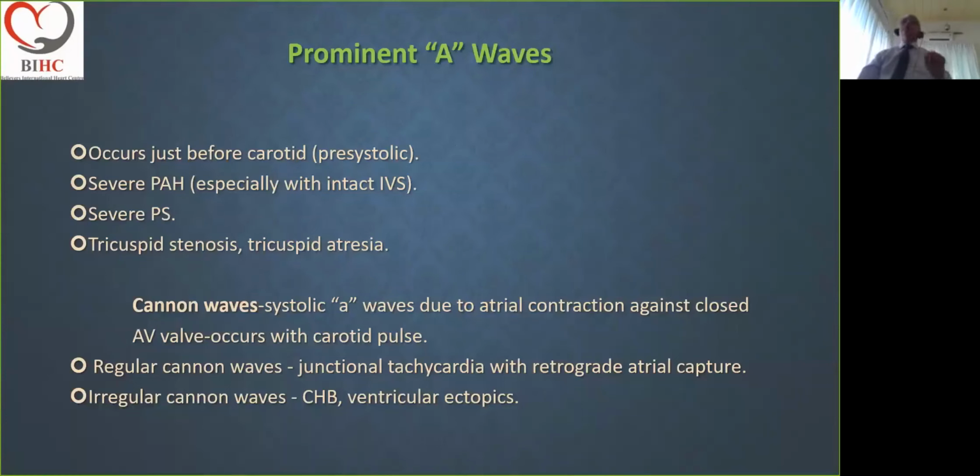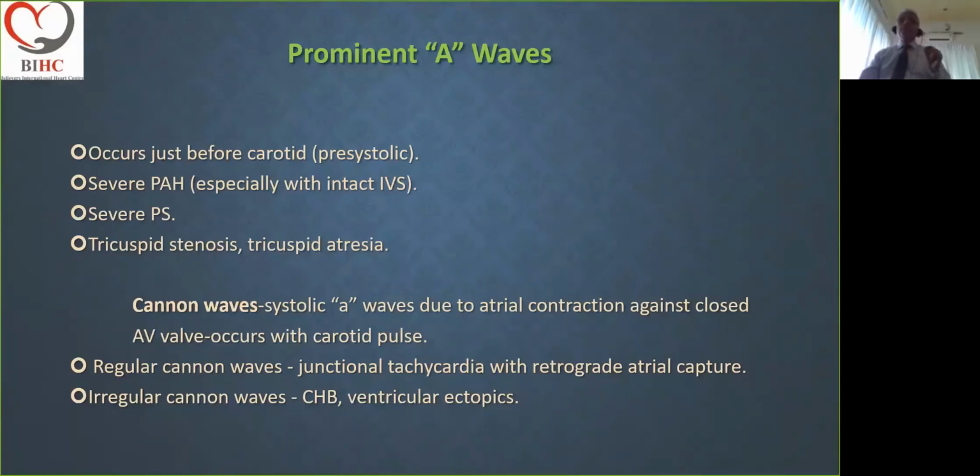If you have an A wave which is prominent, how do you know it is an A wave? Keep your hand on the opposite carotid when you are looking at the JVP. It should occur just before the carotid pulse. It is a pre-systolic wave. So there, severe PH or severe PS are the common causes of a prominent A wave. Either there's a severe pulmonary hypertension, as in primary pulmonary hypertension in an adolescent child, or severe valvar PS, the A waves are prominent.